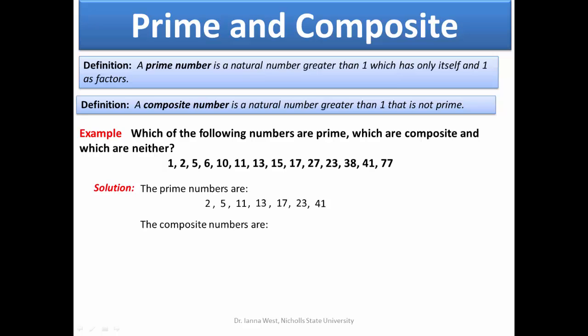We will now list the composite numbers. The composite numbers may also be defined as having more than 1 and itself as factors. Therefore, the composite numbers are 6, 10, 15, 27, 38, and 77. Try to test your knowledge by finding another factor for each one of these numbers. Finally, as mentioned before, the natural number 1 is neither prime nor composite, according to the definitions of prime and composite.